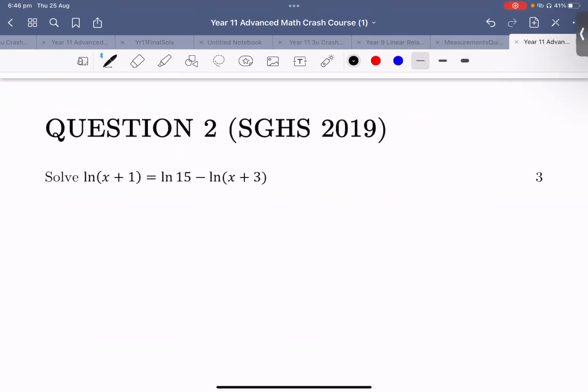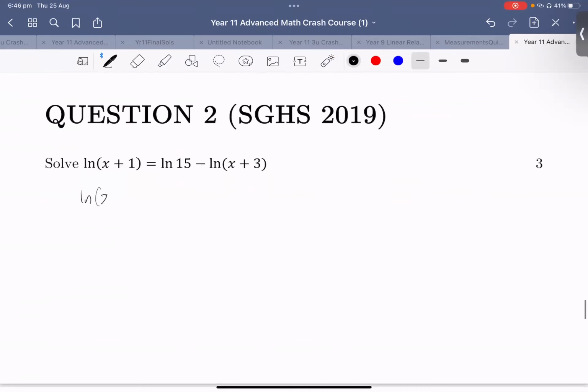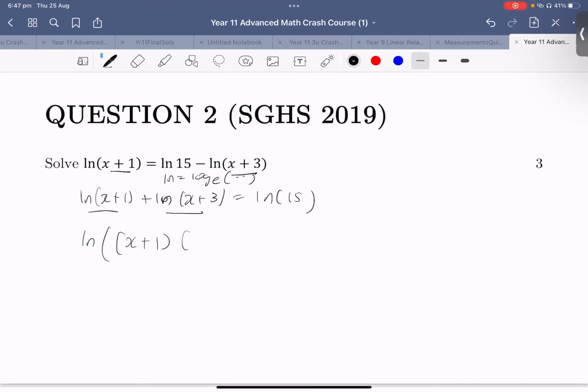All right. Question 2, solve this equation. Simple algebra here. So ln(x+1), we want to group the x+1 terms together. Remember, ln is equal to log base e. Now, using our log laws, ln(x+1) plus ln(x+3) amounts to ln((x+1)(x+3)), which is equal to ln 15. Now, because both have the same base, which is base e, taking the power of e to both sides would yield this. Or we can just equate whatever's in the brackets if it's on the same base of logarithms.